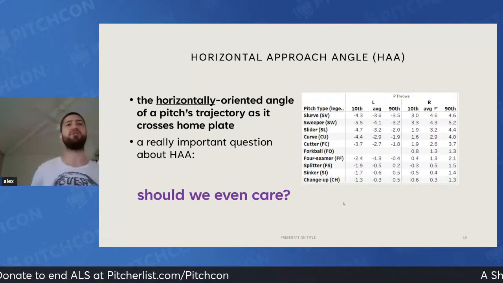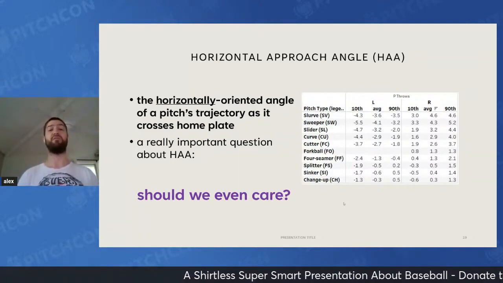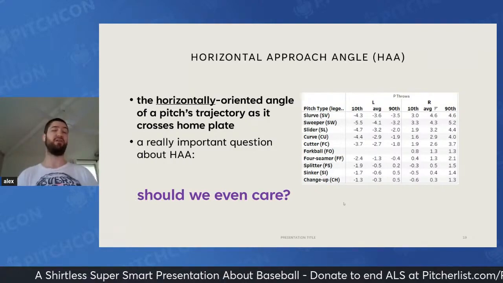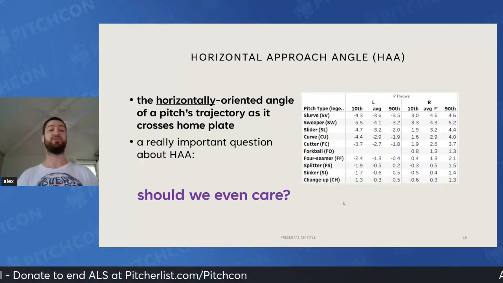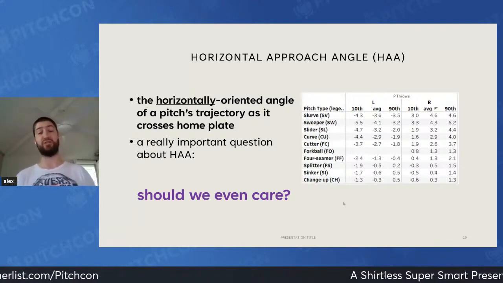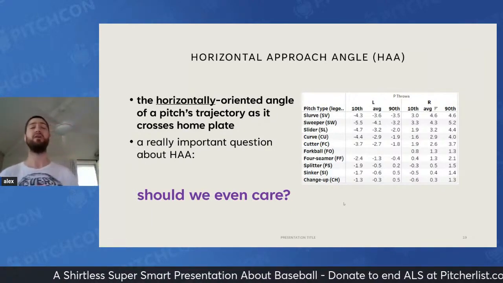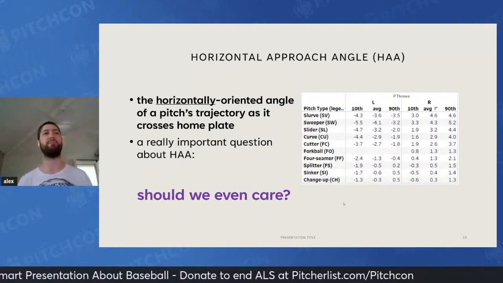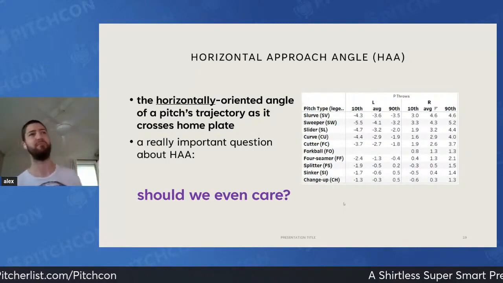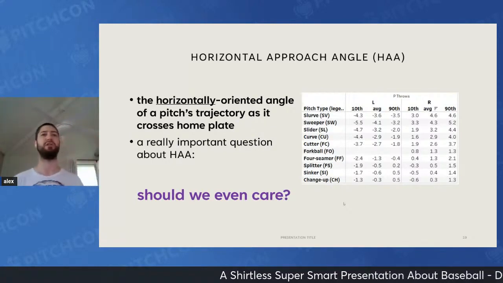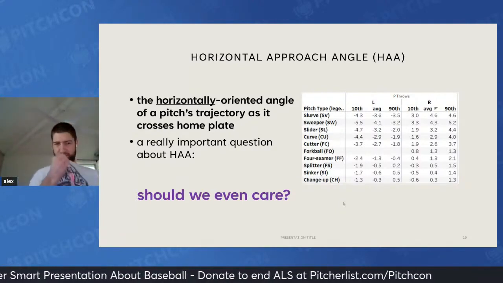Again, the table to the right shows us what the horizontal approach angles typically are for a variety of pitches. The order is different because it's sorted by the sharpest angle average. So you're seeing sharper angles for slurves and sweepers and sliders, predictably, and less so for fastballs. I apologize for that. It wasn't sorted by pitch type, so the order is all jumbled compared to VAA. But you can see that the pitches you'd expect to have sharper lateral or horizontal angles are your breaking pitches.